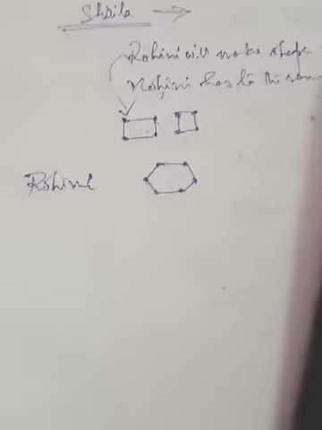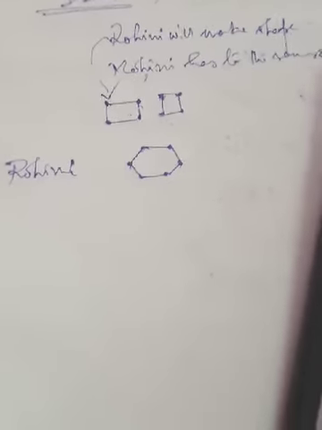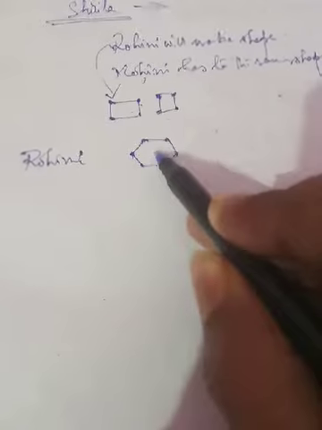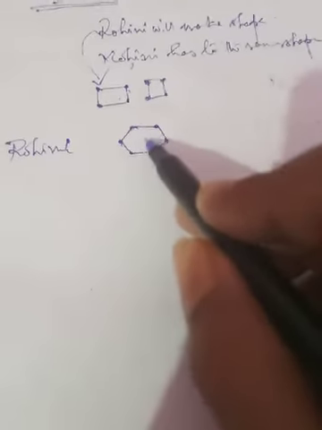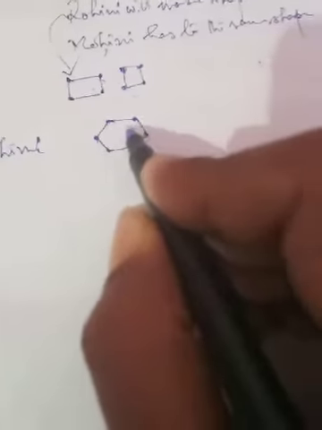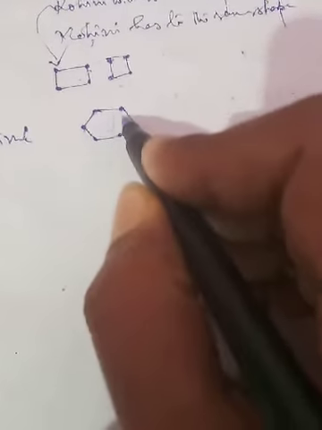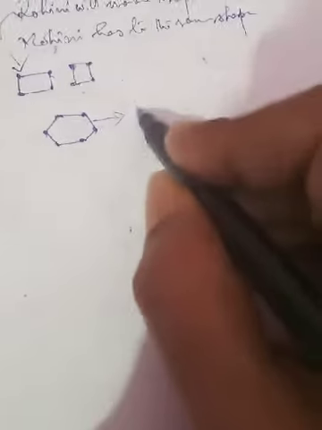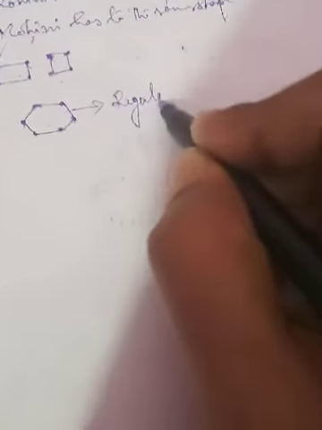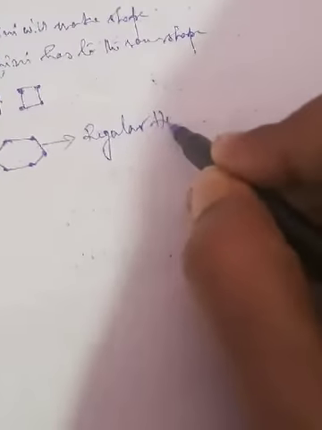Rohini has made this type of shape, a hexagon. Hexa means six, so if there is a six-sided shape, then we say it is a hexagon. And all sides are equal, so we say this shape is a regular hexagon. Rohini has made this shape.